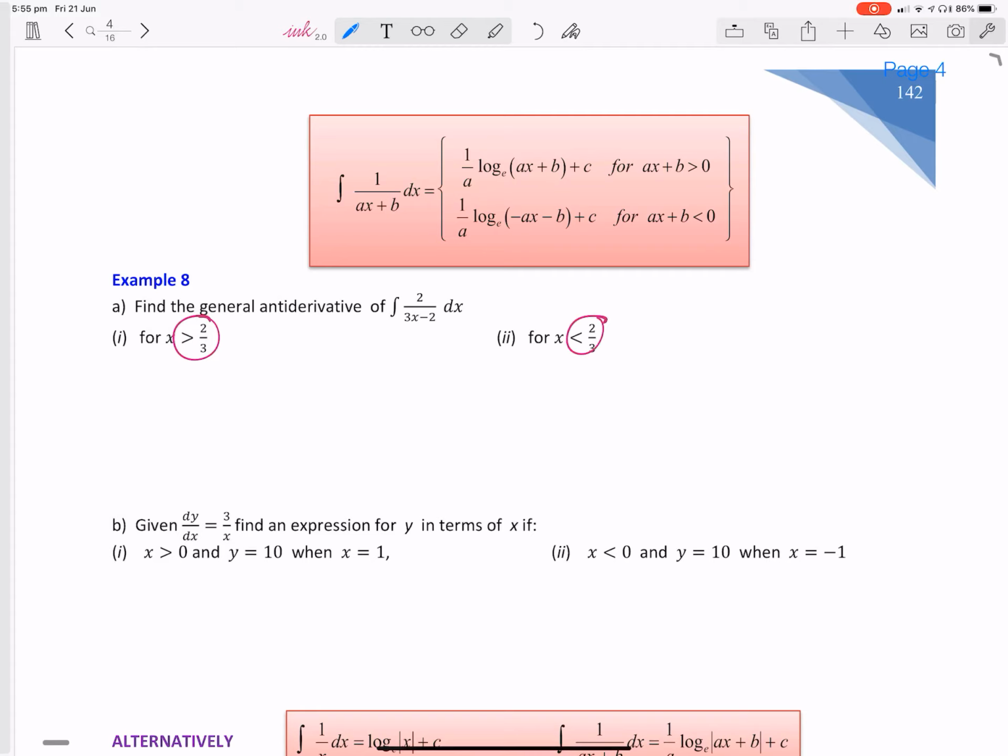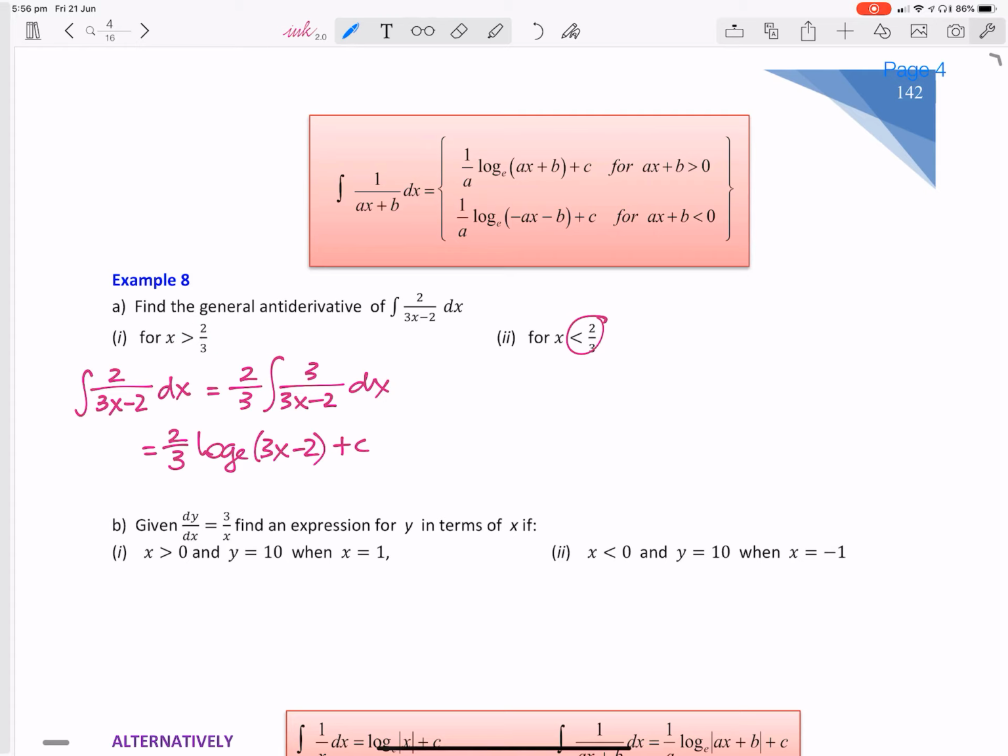So the first one, if the top is the derivative of the bottom, so if I derive the bottom here, I get 3. Now the top's not 3, but we could make it 3. The way that we do that is we say the integral of 2 on 3x minus 2 dx is equal to, I'm going to bring the 2 out the front as a constant. I'm going to put a 3 on top, so the top is the derivative of the bottom. But because I've added a 3 on top, I've got to put a 3 on the bottom, which gives us 2/3 log e 3x minus 2 plus c.